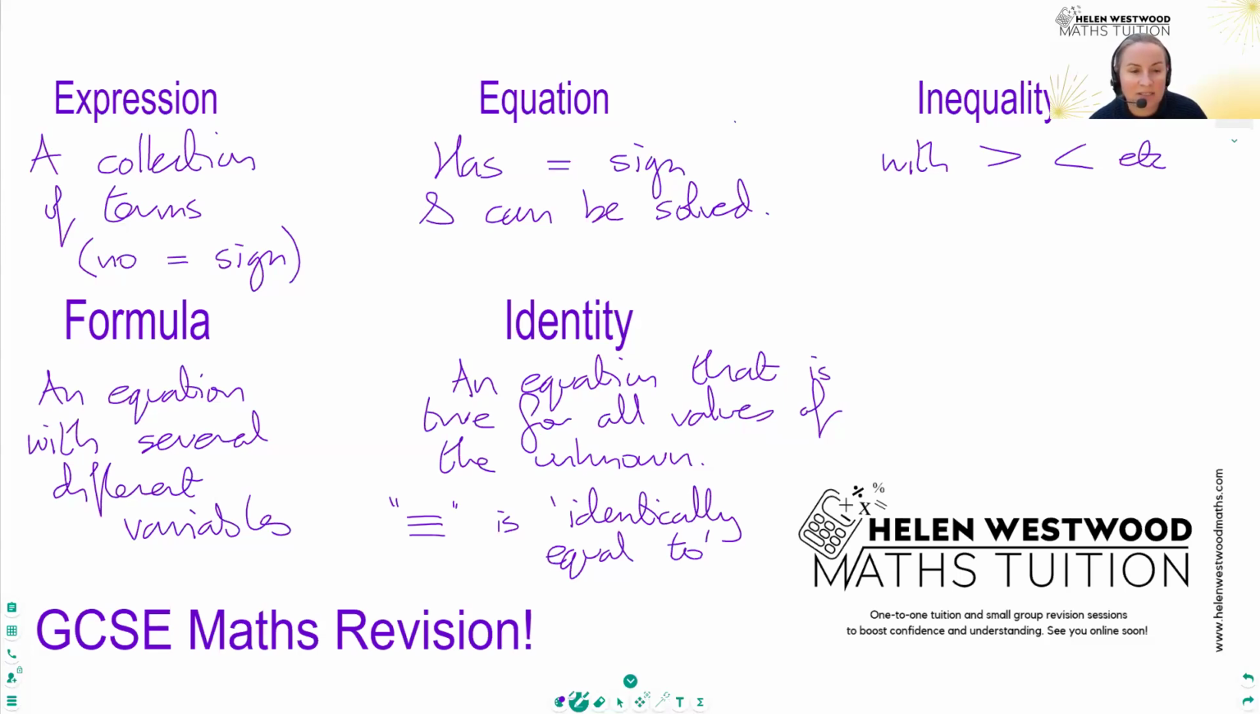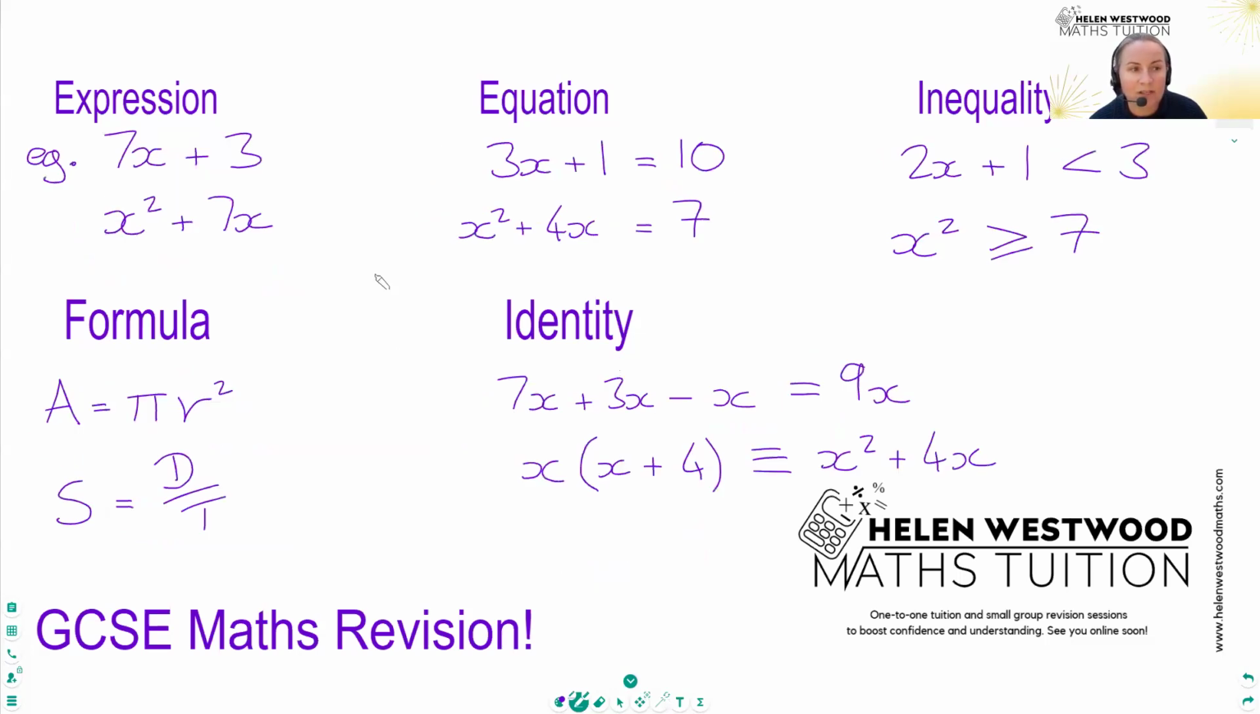So now let's have a look at some examples. So you can see here 7x plus 3, x squared plus 7x is an example of an expression. There is no equal sign. With our equations there, you can see our examples 3x plus 1 equals 10, or x squared plus 4x equals 7. We've got a linear equation at the top there, quadratic equation for the second one.